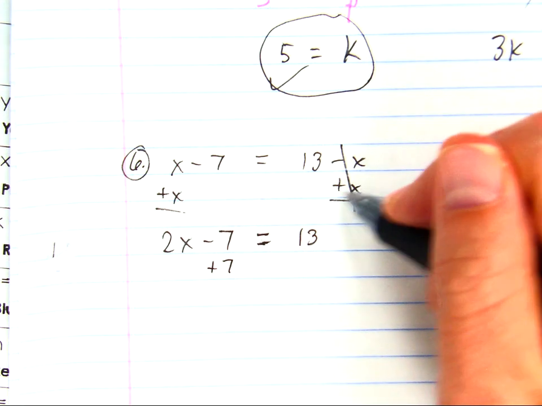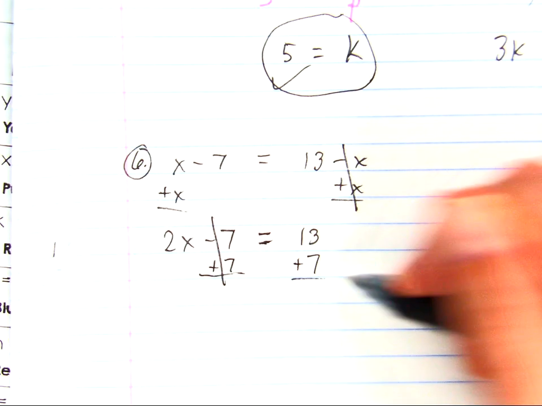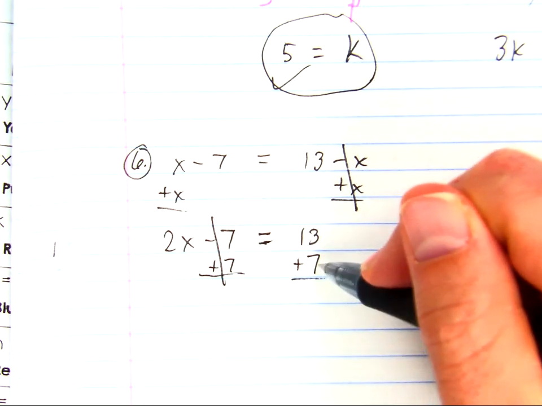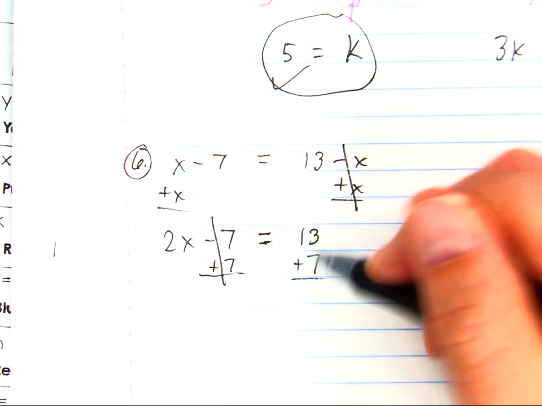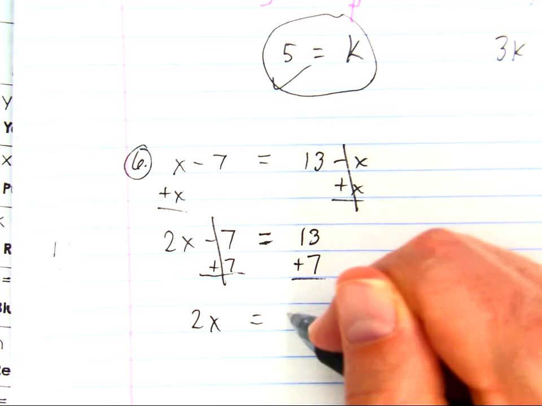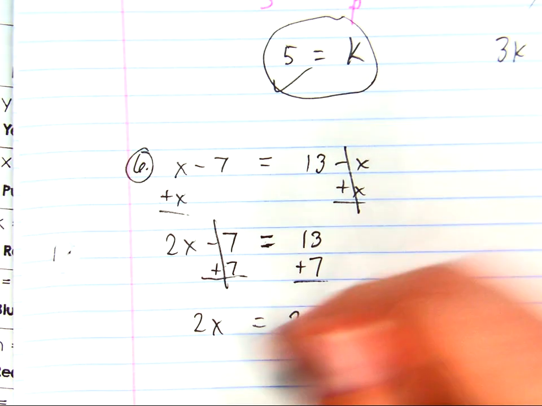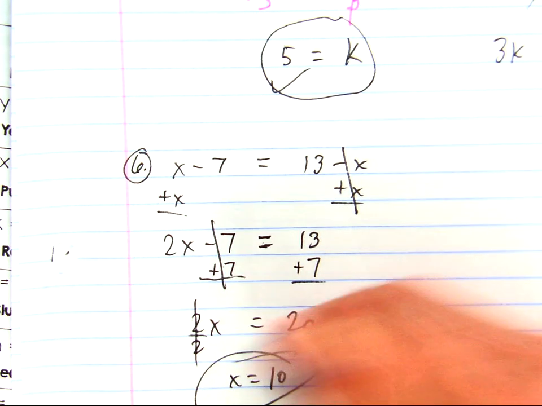I move my variables left, I must move my constants right, so add 7, it sends it over here, balancing my equation, plus 7 plus 7. What you do here must be done here. You can't do plus minus. If you add 7, you must add 7. You probably could do this mentally. 2 times what is 20? 2 times 10. If you prefer the last step, there it is.